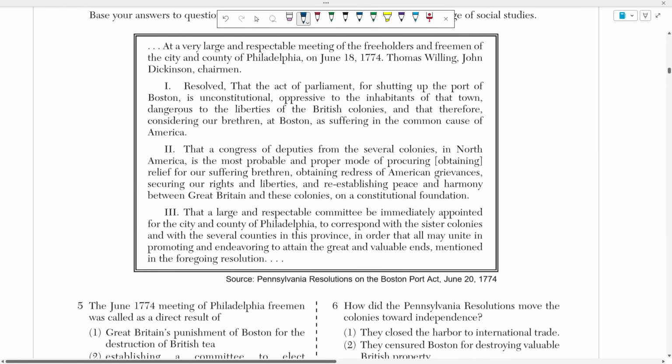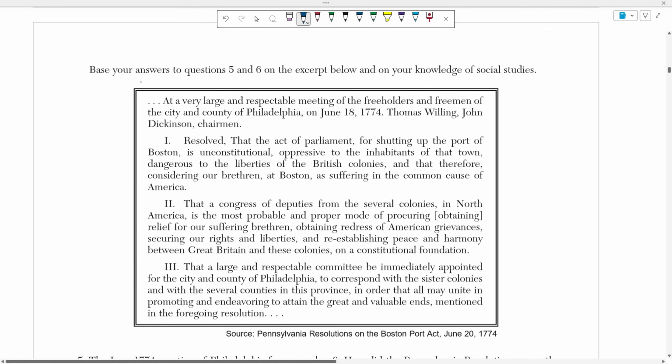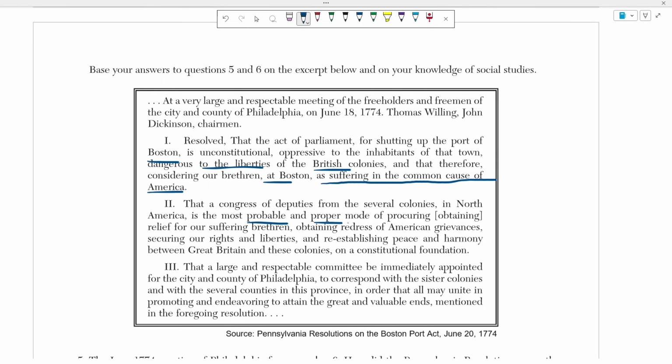So for number 5 and 6, we have to read this passage here. It said, at a very large and respectable meeting of freeholders and freemen in the city and county of Philadelphia, on June 18, 1774, Thomas Willing, John Dickinson, chairman, resolved the Act of Parliament for shutting down the port of Boston is unconstitutional and oppressive to the inhabitants of the town, dangerous to the liberties of the British colonies, and therefore considering our brethren at Boston as suffering in the common cause of America. That a Congress of Deputies from several colonies in North America is the most probable and proper mode of procuring relief for our suffering brethren and obtaining redress of American grievances, securing our rights and liberties, and reestablishing peace and harmony between Great Britain and the colonies.